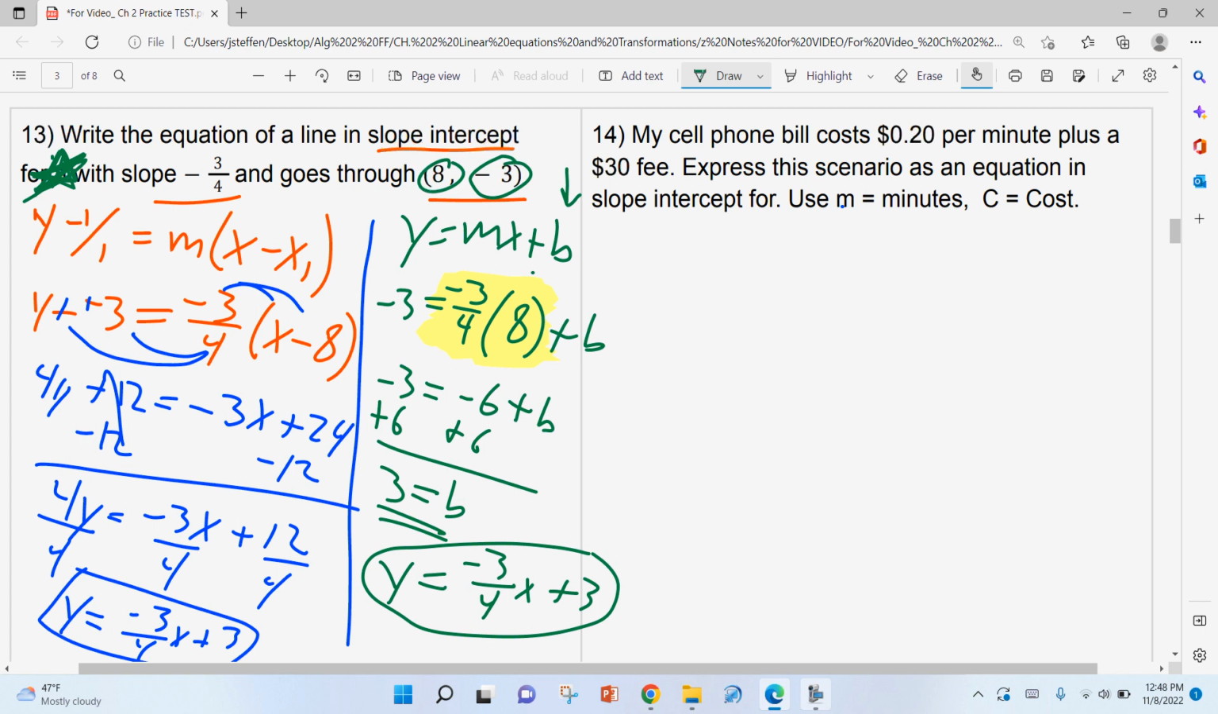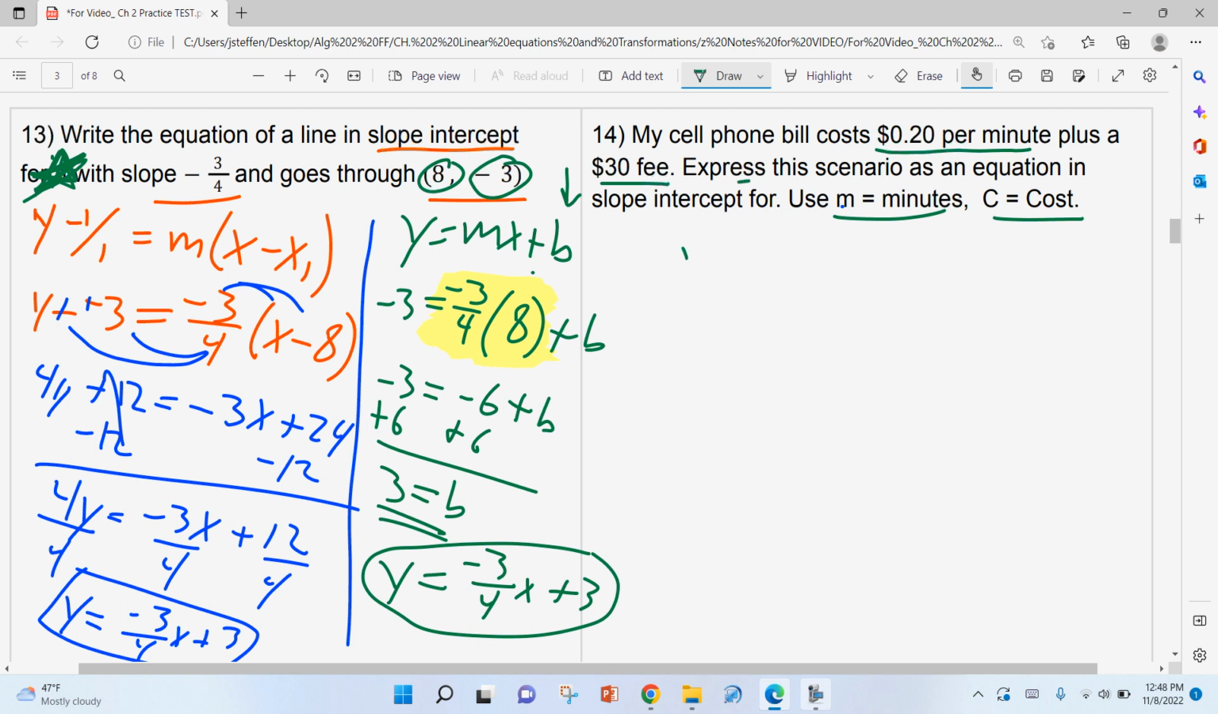Now, I apologize, number 14 is worded differently on yours because I forgot to put this last sentence in there, but hopefully you get the picture because we've done a couple of these in class. If your cell phone is 20 cents per minute plus a $30 fee per month, express the scenario in slope-intercept form using m for minutes and c for cost. That's a big thing. I want m for minutes and c for cost.